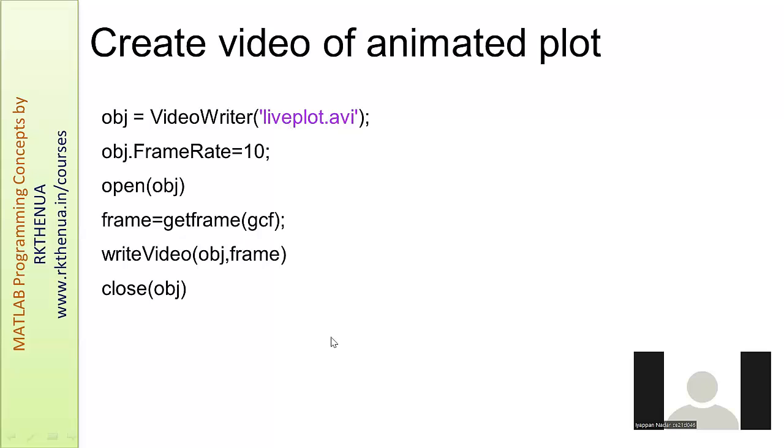Here, first of all, we have to use this function VideoWriter, and after that you have to give the file name. You can give any file name. Here I have given live plot, or animated plot. You can give any name. After that, this is stored in some object. Again, from day one I am saying whatever you are writing on the left hand side is of your choice. So I have written obj. By default in MATLAB, they write V for video.